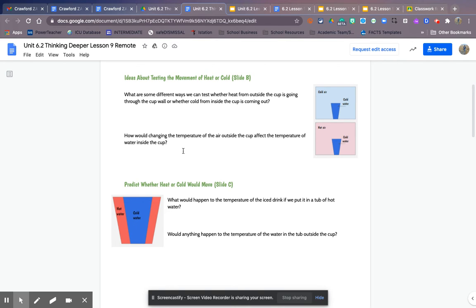The second question is how could changing the temperature of the air outside of the cup affect the temperature of the water inside of the cup? So if we had these two different situations, how would the air be affecting the water inside of the cup? Cold air, hot air. Pause the video, type your responses.